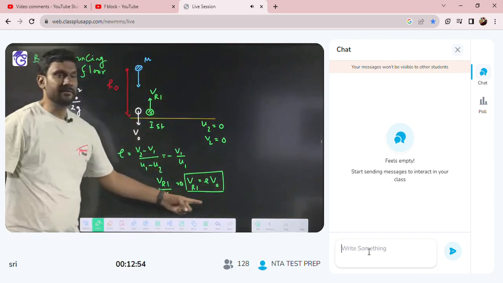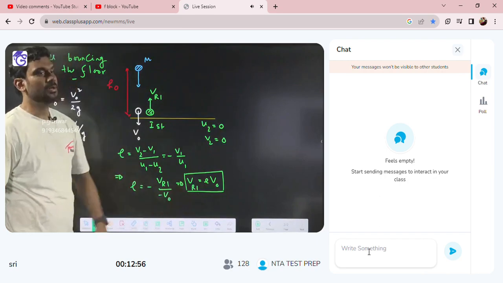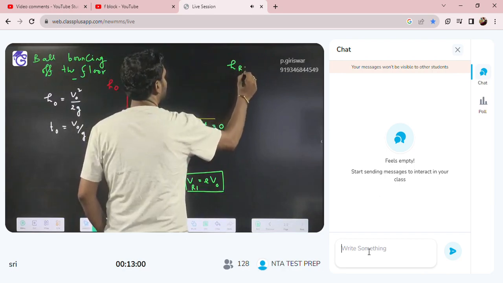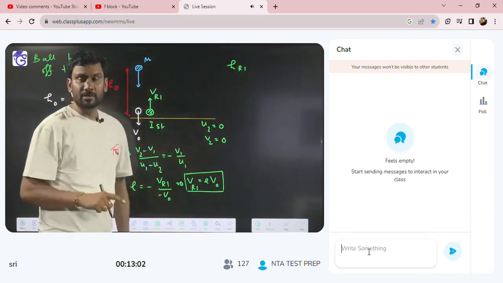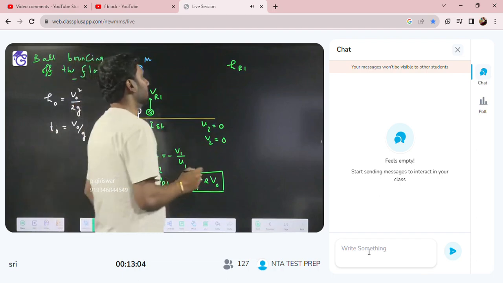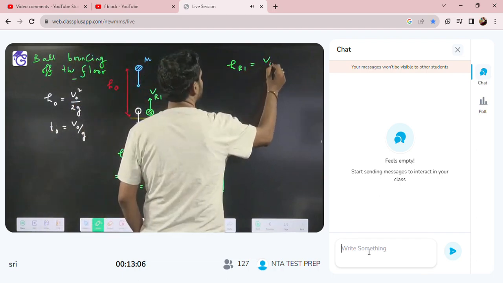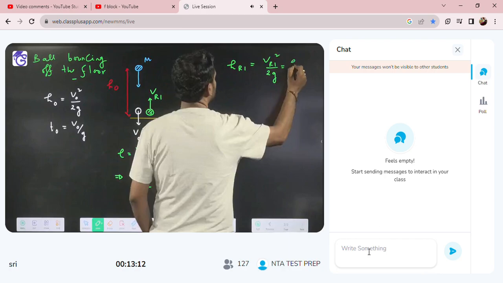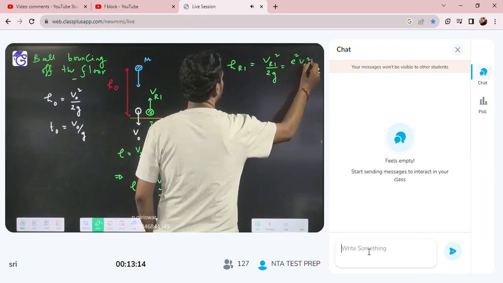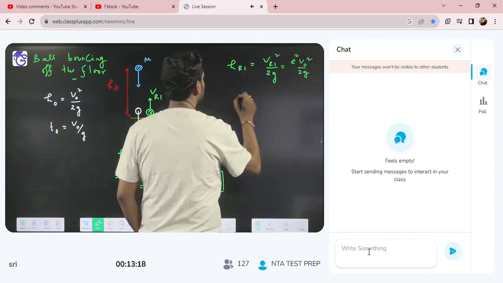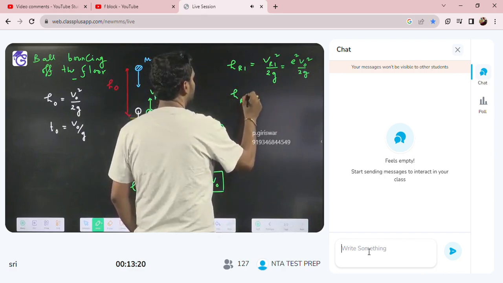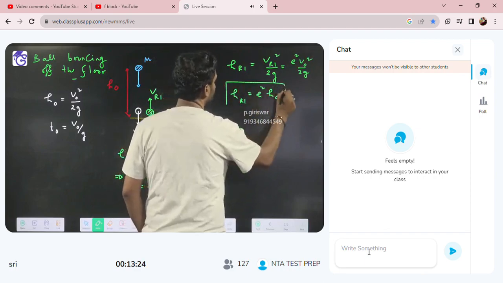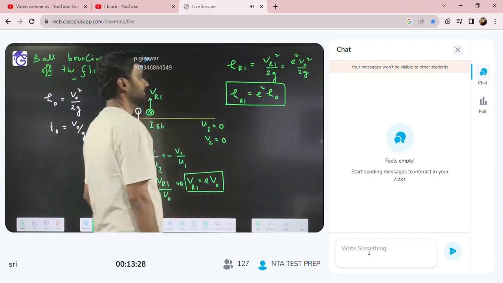So once we get VR1 is equal to E into V0, HR1, which is the maximum height of rebounding after the first collision, is equal to, what can I write? VR1 square by 2G. VR1 square means E square V0 square by 2G. So HR1 we are getting is E square V0 square by 2G, which is E square H0. Second important relation we get.